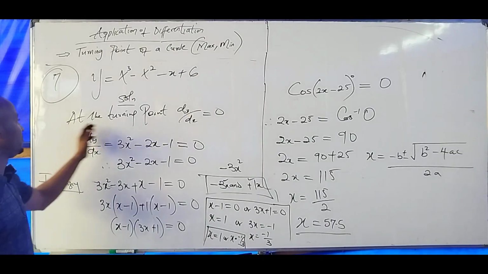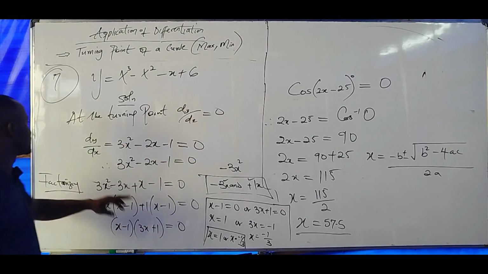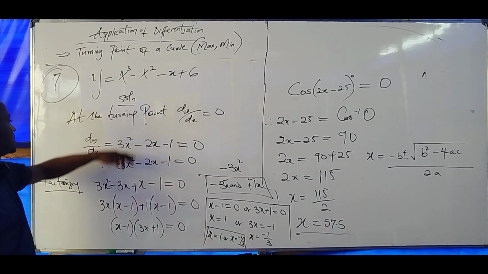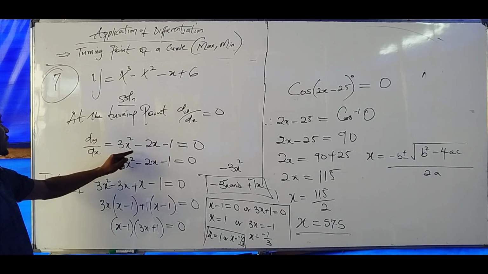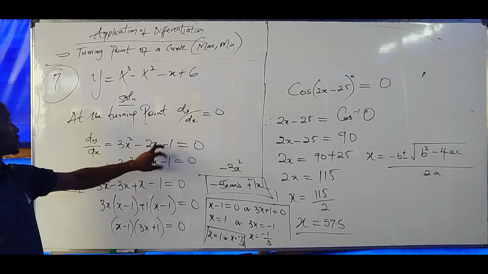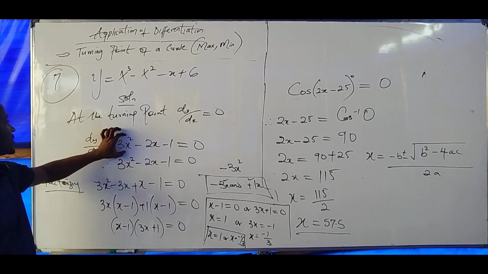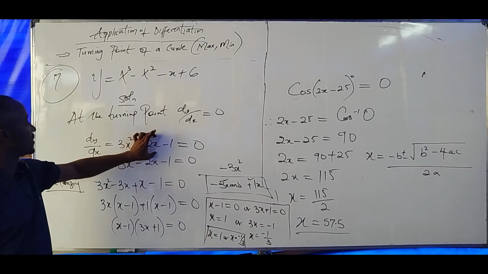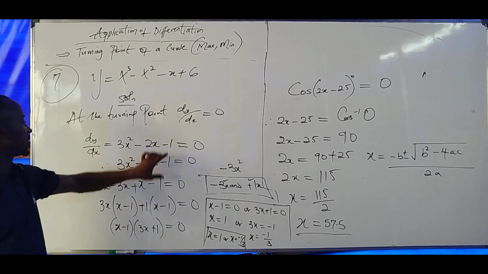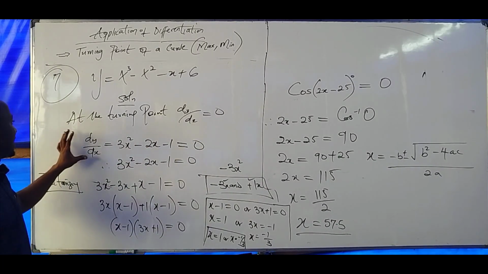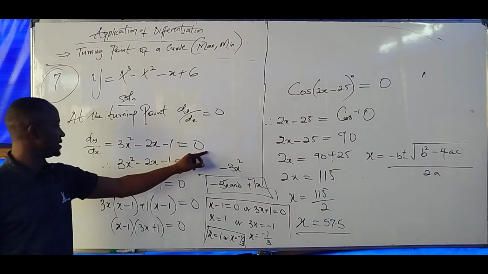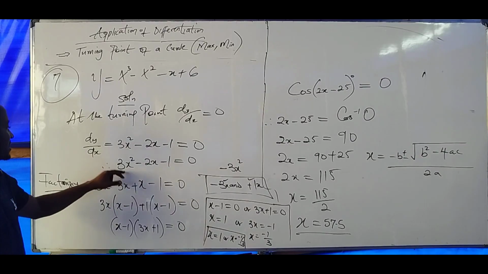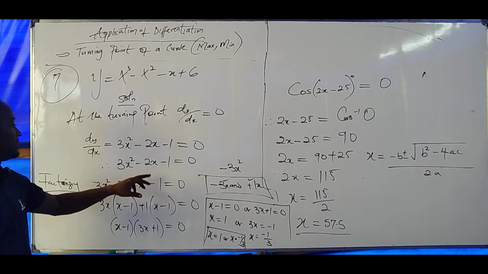So at the turning point, dy/dx is what? 0. So after differentiating this, we're going to have dy/dx equals 3x squared minus 2x minus 1. Differentiate this, we have 3x squared; this we have minus 2x; this we have minus 1. Then since at the turning point dy/dx is 0, I will equate this to 0, and that gives us 3x squared minus 2x minus 1 equals 0.